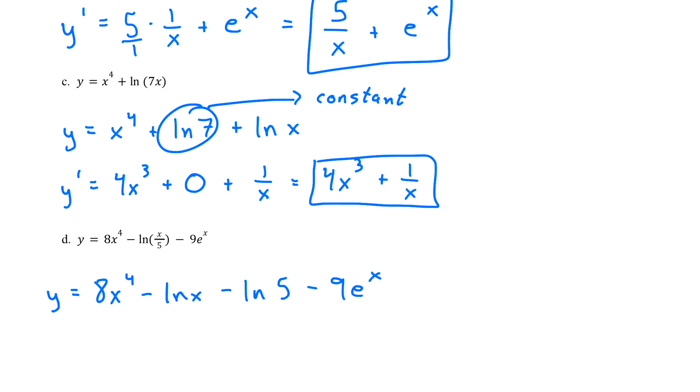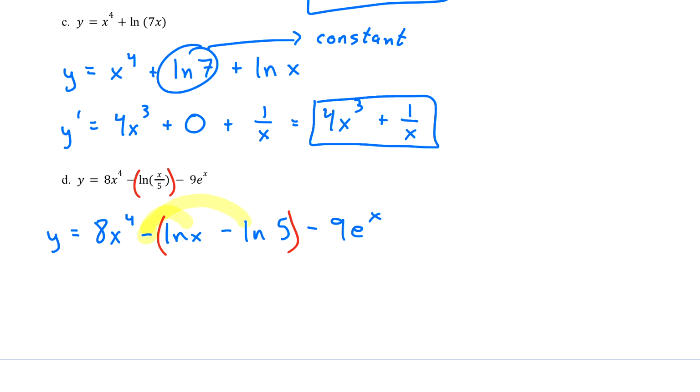Here in this case I've got that minus sign. It's really a constant multiple of a -1. The way that I think would help you do that is to kind of think about this as being inside of parentheses, so that when we break it up, we still have those two logarithms inside of parentheses. And now we can see, oh, okay, I need to distribute that negative sign to both of these two terms. So let's simplify this one more time real quick before we find our derivative. This is y equals 8x to the 4th power minus natural log of x plus natural log of 5 minus 9e to the x power.